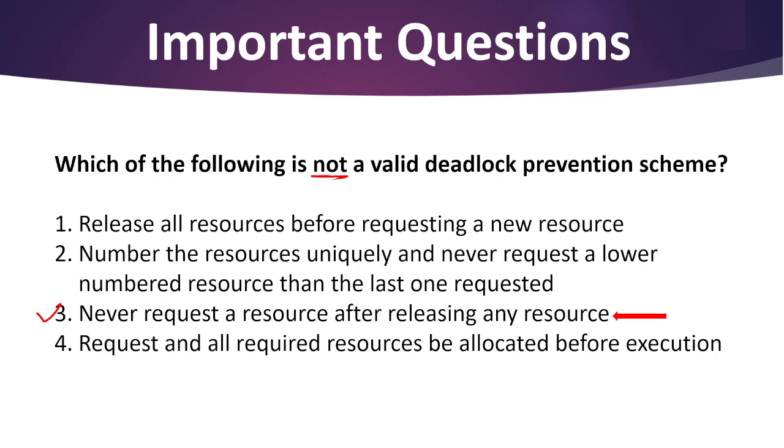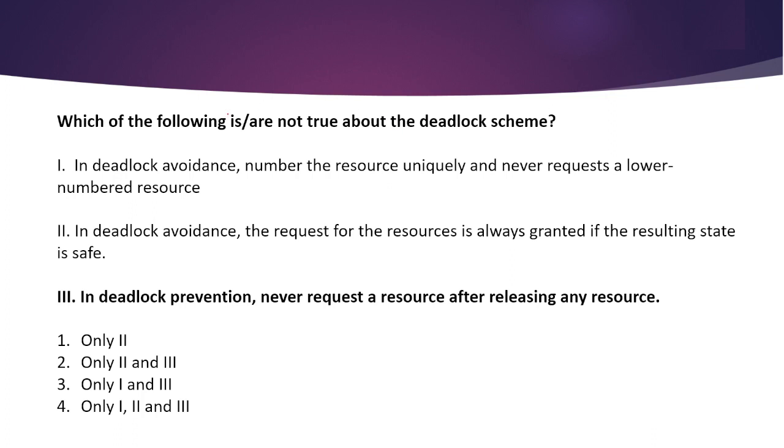Okay everyone, I hope everything is clear till now. Next question is which of the following is/are not true about the deadlock scheme? Not true, that means we have to check the false statement. In deadlock avoidance, number the resource uniquely and never request a lower numbered resource. So what is the false statement? This is the false statement.